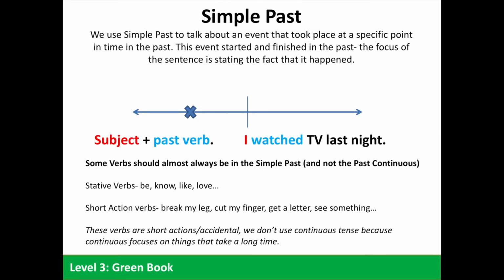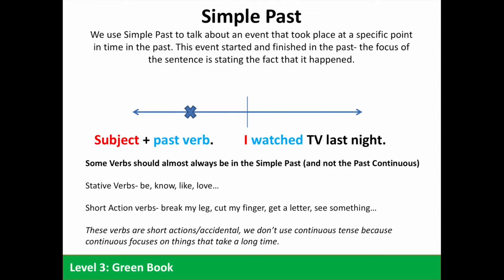In English, we use this simple past to talk about an event that took place at a specific point in time in the past. The event started and finished in the past. The focus is not on how long the event was. The focus is stating the fact that it happened. You'll remember from previous lessons that our sentence structure for the simple past is simply start with a subject and then the past tense verb and usually an object. Here we have an example. I watched TV last night.